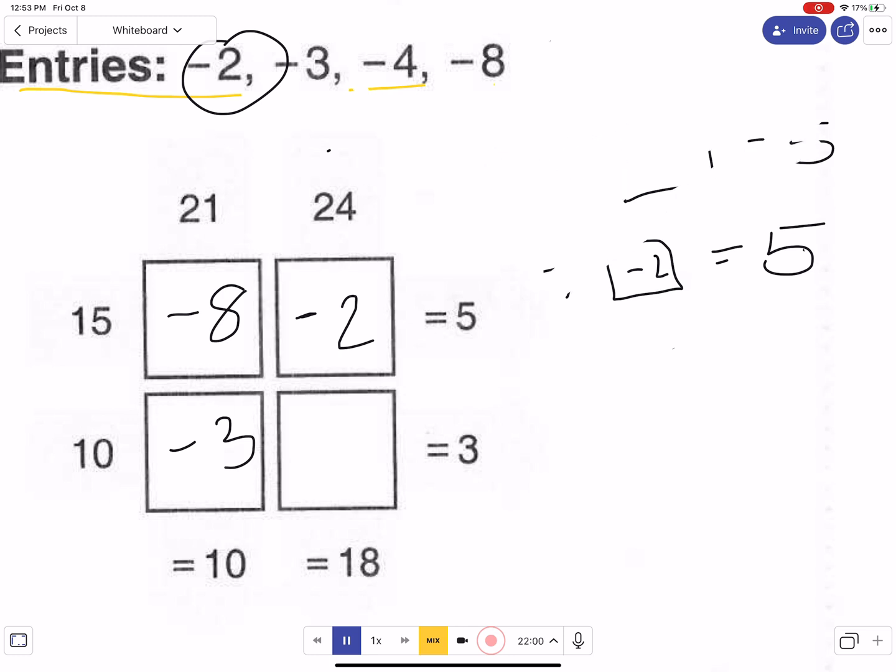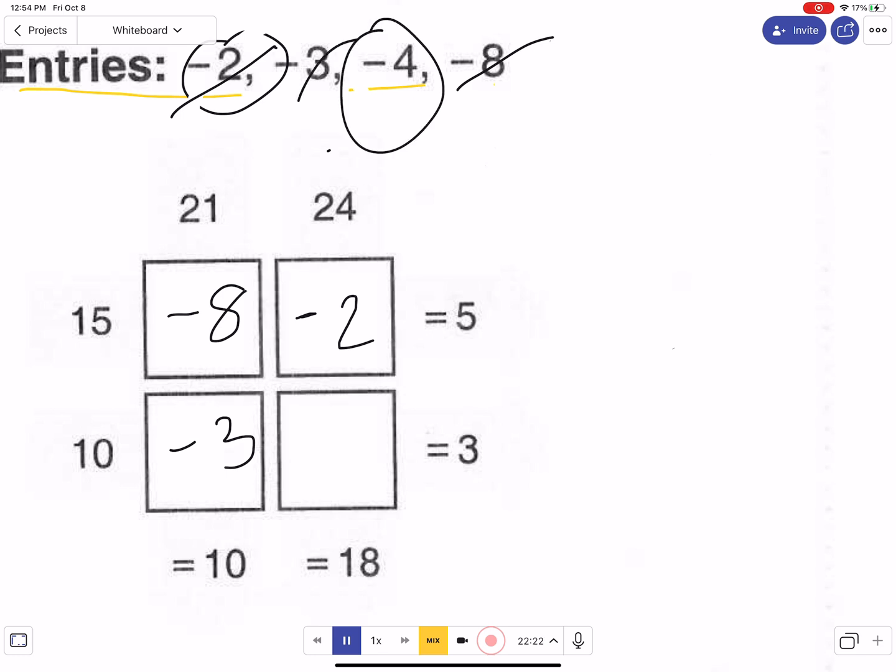Okay, so I'm going to erase this one and we can work on the next row. So since we have the 3 numbers there, we've already done -2, we've done -2, we've done -8, we've done -3. So the only one left really is -4. So -4 would have to go here.